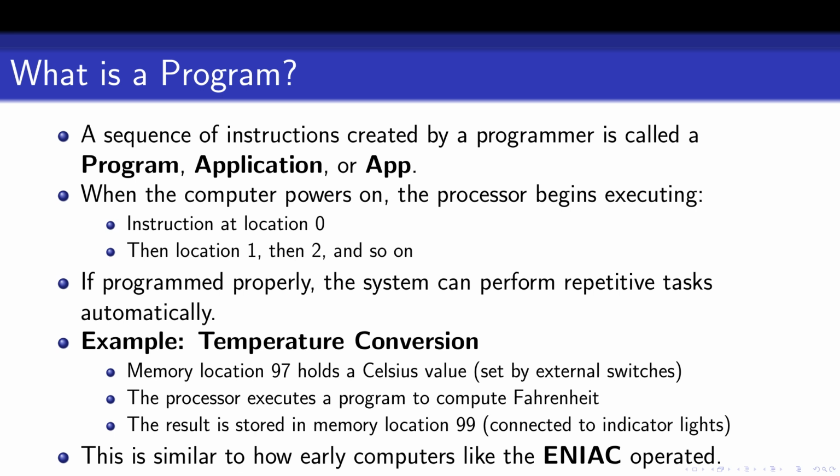In a basic example like converting Celsius to Fahrenheit, a programmer might store the input temperature in memory location 97, execute a series of instructions to compute the Fahrenheit value, and then store that result in memory location 99. If those locations are connected to switches and lights, like in old systems such as the ENIAC, the input can be set physically and the result viewed immediately. It's a clear demonstration that programs are just step-by-step instructions, executed by hardware.